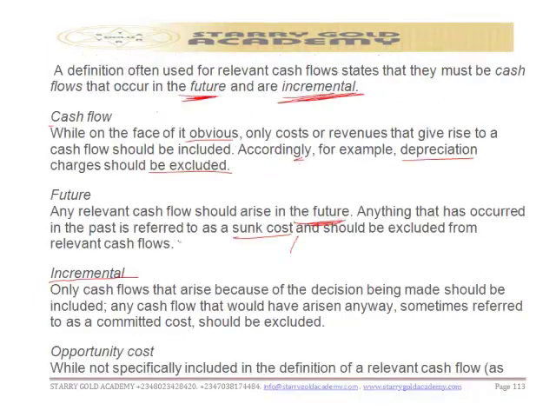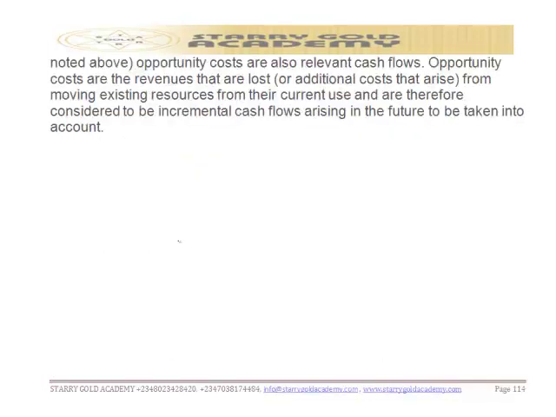And the last one is opportunity cost. Why is it not specifically included in the definition of relevant cash flow? As noted above, opportunity costs are relevant cash flows. Opportunity costs are the revenue that is lost or additional costs that arise from moving existing resources from their current use, and are therefore considered to be incremental cash flow arising in the future to be taken into account. These are the relevant costs in capital budgeting.